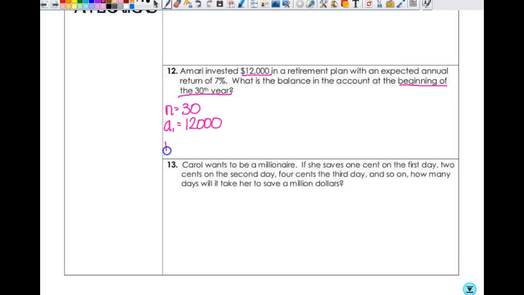And then I need R. What's R? .07? Okay, let me ask you this.